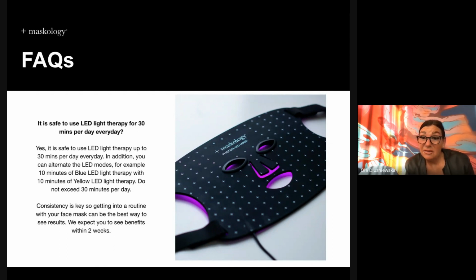Is it safe to use LED light therapy for 30 minutes per day, every day? Yes, it is. Bearing in mind, people won't always have 30 minutes to use it every day, but it is perfectly safe. As long as you don't exceed your 30 minutes, as we said before, just switch it up. If you've got more than one concern, use 10 minutes, use 20 minutes. Basically, look at the severity of the condition you're treating and treat it accordingly. Consistency is the key, and you will see really great results within a 2-week span if it's used consistently.